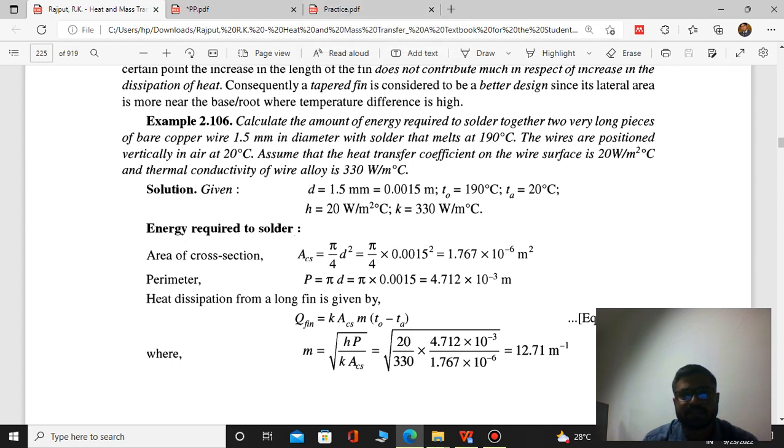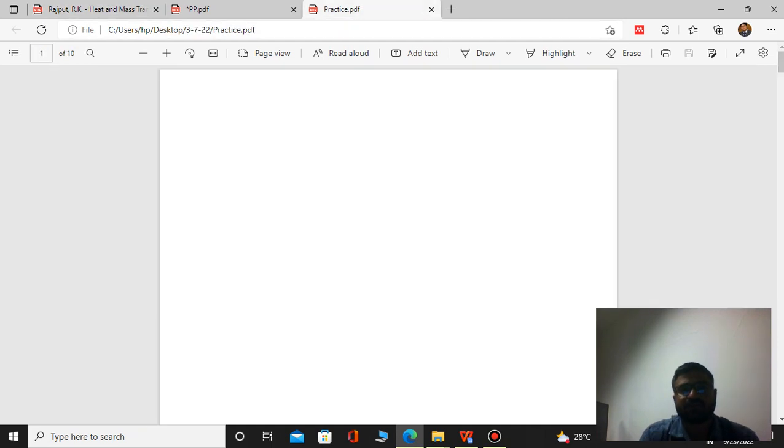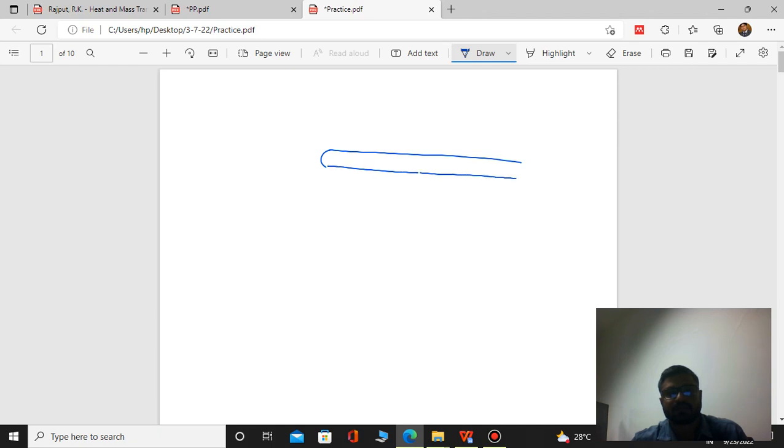Calculate the amount of energy required to solder together two very long pieces of bare copper wire 1.5 mm in diameter. Now here the fin is given, and that fin is circular. So here we have a body. Suppose this is a surface from where we want to remove heat.